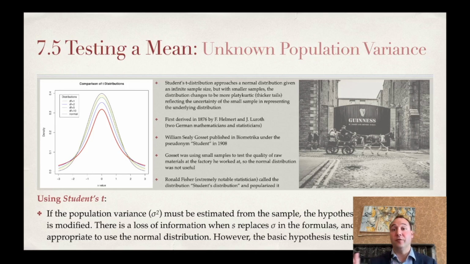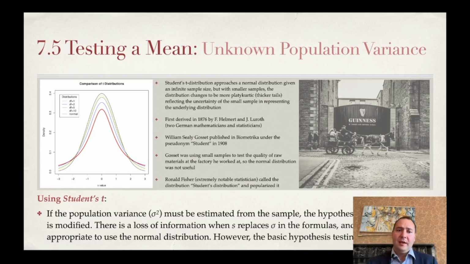Ronald Fisher, very famous statistician, called the distribution students' distribution, and he made it very popular. That's why we call it students' t-distribution. So what does the t-distribution do? What's the purpose of that story? The t-distribution is like a normal distribution, but if we have a small sample, we're very uncertain whether that sample is following a normal distribution. Instead, it's following a t-distribution, which is more uncertain because it has fatter tails in that distribution.